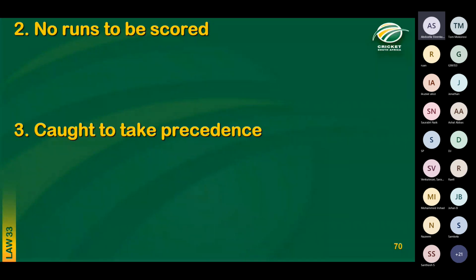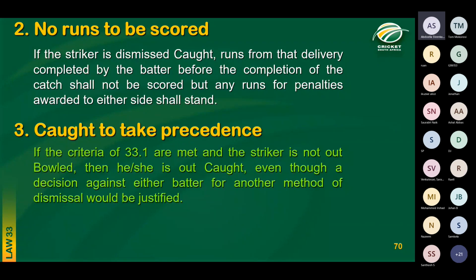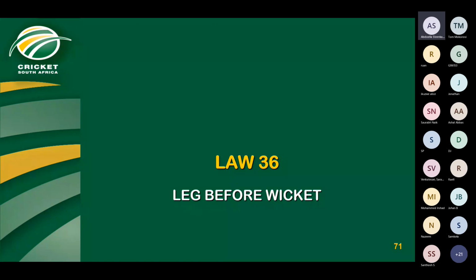So if a batter gets out caught, how many runs are to be scored? No runs to be scored from that particular delivery. Caught takes precedence. Last week we heard who is number one. Bowled is number one. So if a batter is dismissed by more than one type of dismissal on the same delivery, and bowled is one of them, bowled will always be the boss. So bowled number one. Who's number two? Caught is number two. So if a striker is dismissed by more than one type of dismissal on the same delivery, and caught is one of them, caught will be number two. Bowled always number one, caught number two.